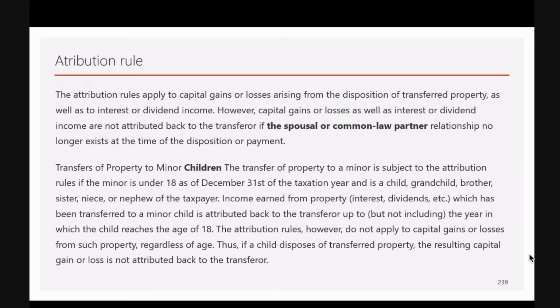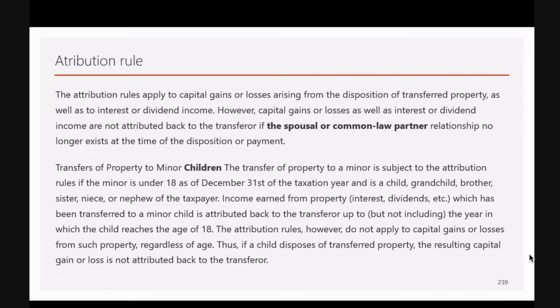So nobody answered the question? I think, yeah, it applies, ma'am. Okay, you say it applies. What reason? Tell me. Alan, yeah. Alan is good, and always answers the question. Yeah, ma'am, because it says income earned from property, interest, dividends, etc., which has been transferred to a minor is attributed back to the transferor.